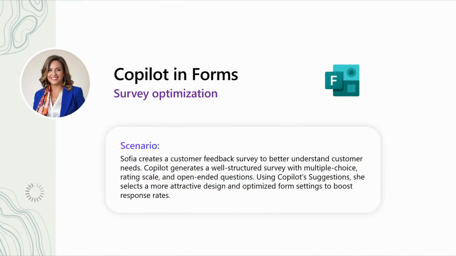So even if Sophia is not an Excel whiz, even if Sophia has never heard of a pivot table, she's able to use some of these more advanced features of Excel in order to extract useful insights from that export that Arjun sent her. Sophia creates a customer feedback survey to better understand customer needs. Copilot generates a well structured survey with multiple choice, rating scale, and open ended questions. Using Copilot's suggestions, she selects a more attractive design and optimized form settings to boost response rates.